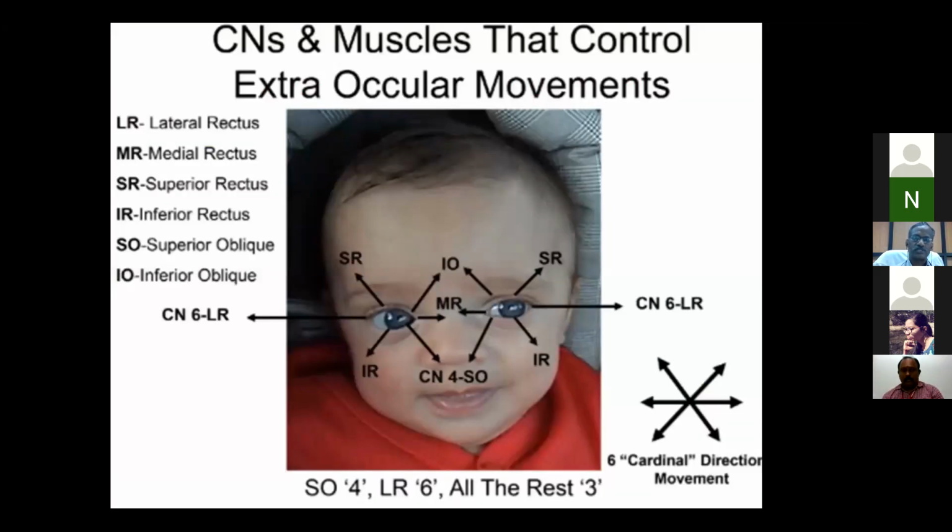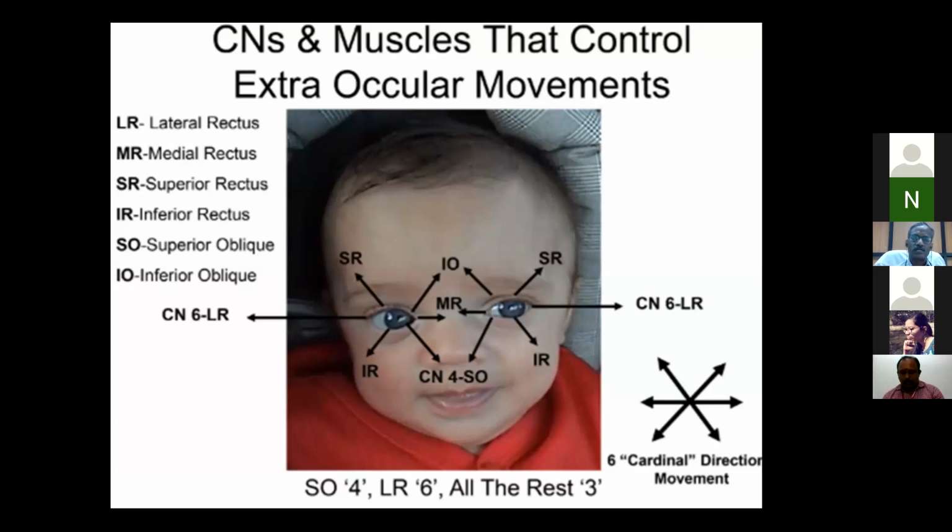This is the picture I want to tell you about: lateral rectus, medial rectus, superior rectus, inferior rectus, and superior oblique, inferior oblique. These are the important muscles present around your eyeballs. Down here you see SO4, LR6, all the rest 3. This is the basic formula. SO4 means the superior oblique muscle is supplied by the 4th nerve. LR6, the lateral rectus, is supplied by the 6th nerve. The remaining muscles are supplied by the 3rd nerve.